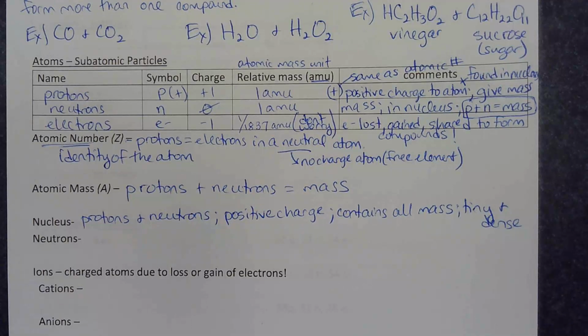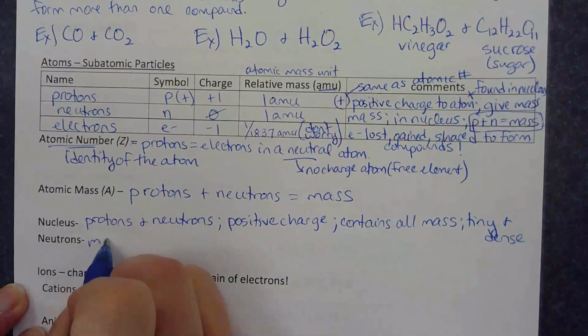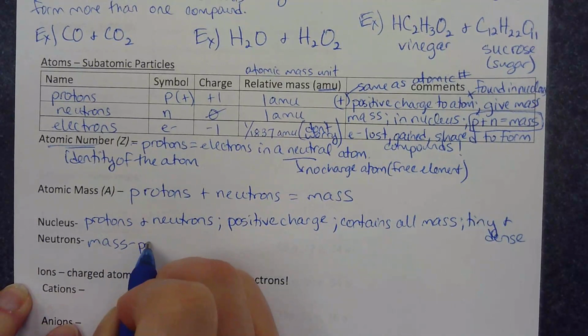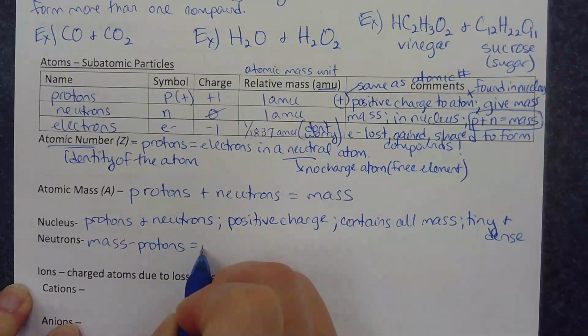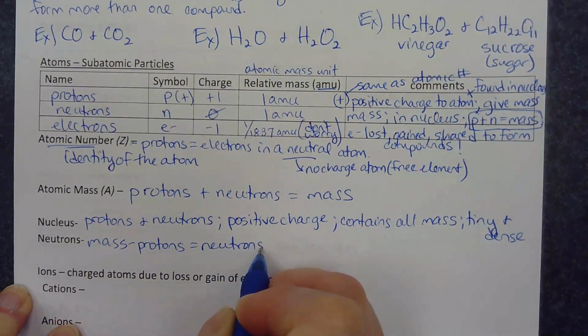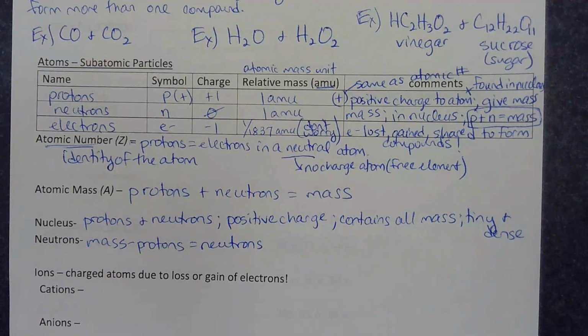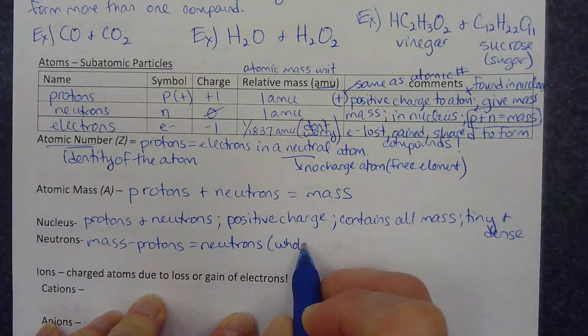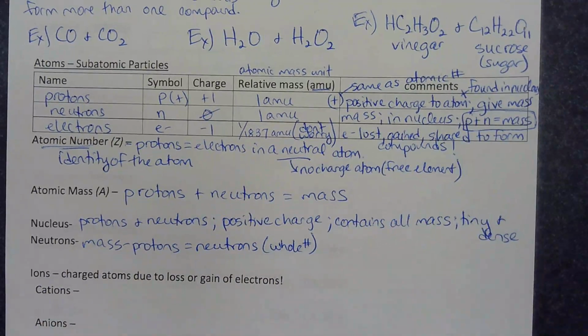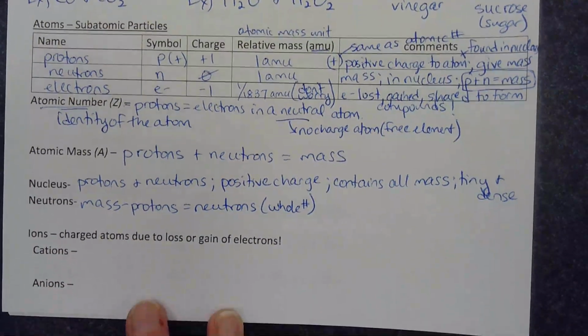Neutrons, so I've told you what the mass is. You know how to find protons. How would you find neutrons? Mass minus protons equals neutrons. Mass minus protons equals neutrons. And I always want you to have that as a whole number. Neutrons should always be a whole number.